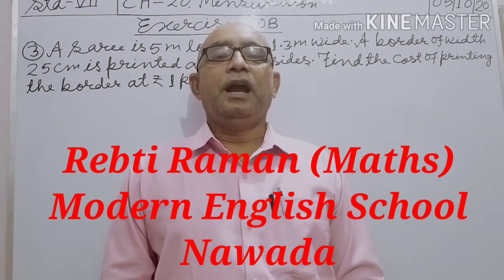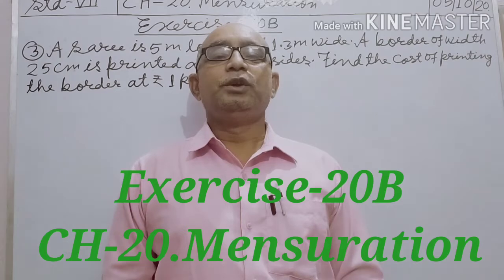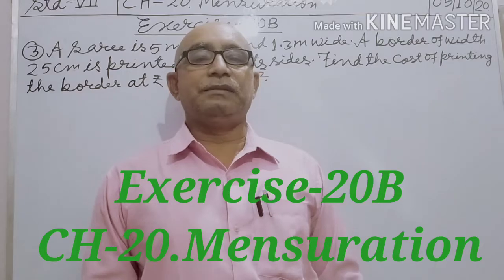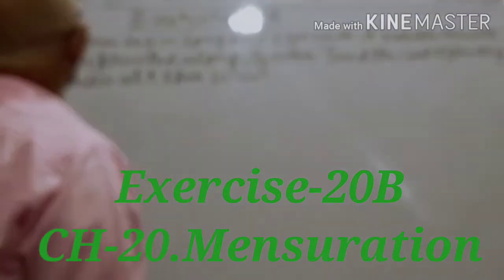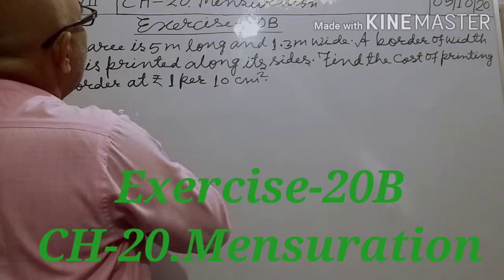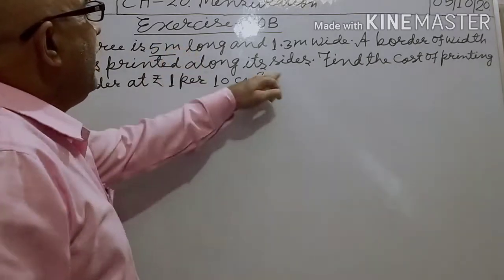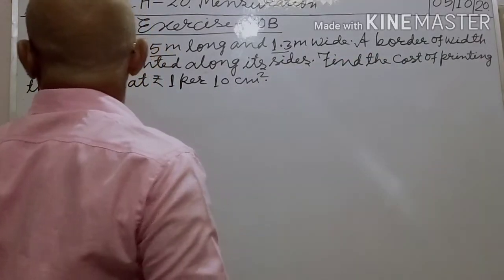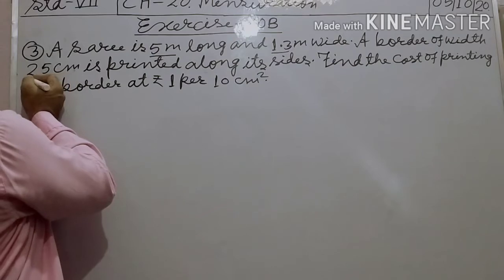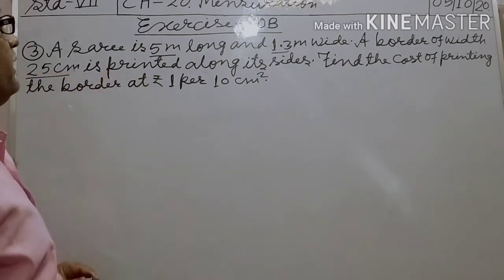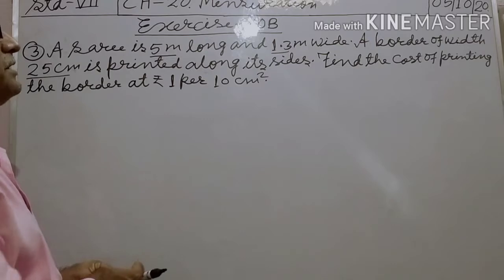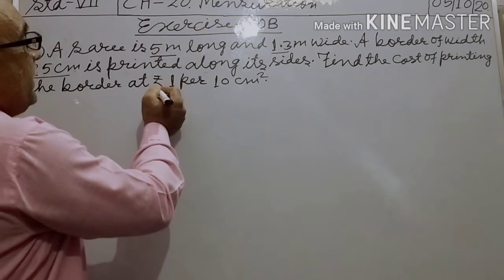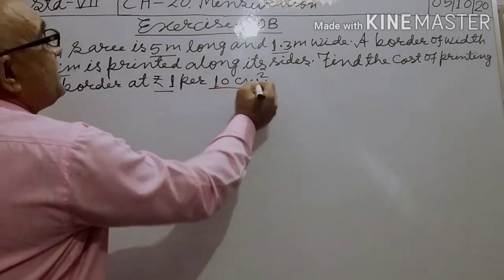Students, today I shall solve exercise 20B of chapter 20, mensuration. Question number 3. A side is 5 meter long and 1.3 meter wide. A border of width 25 cm is printed along its sides. Find the cost of printing the border at rupees 1 per 10 cm square.